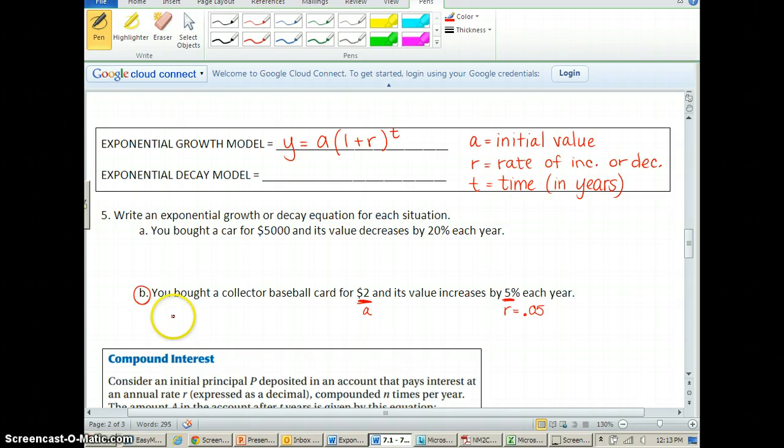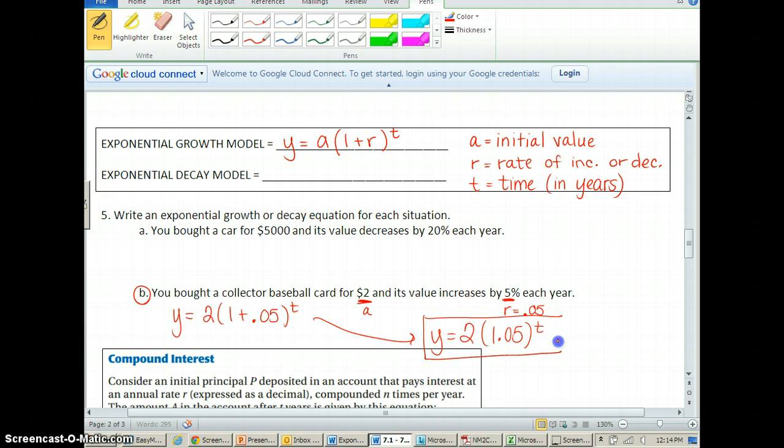So to do that, I'm just going to plug in the parts that I know. I know that y is equal to initial value, which is 2, times 1 plus the percentage, which is 0.05, to the t for time. And if I go ahead and condense that down, I get a final equation of y equals 2 times 1.05 to the t power. And that would be the exponential growth equation that tells us that. Now, how could I use that equation to try and answer some questions?